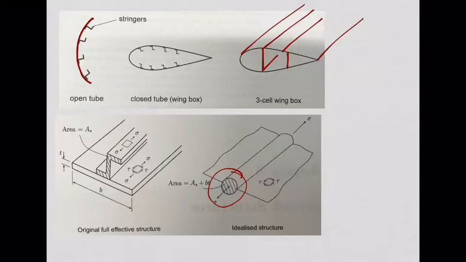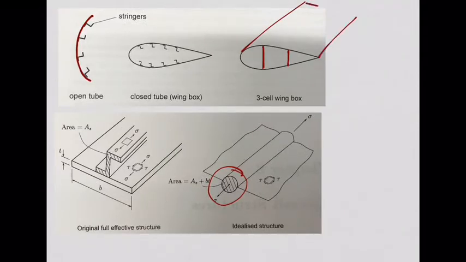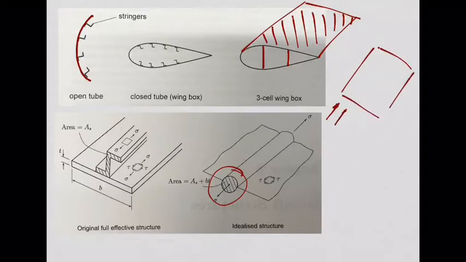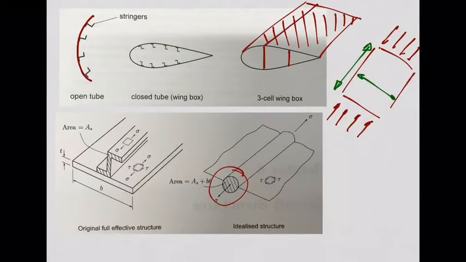Why? Because if you only have the skin, imagine this skin on the top of your wing. You can treat this skin like a plate under the action of compressive forces. So the critical load for buckling depends on the dimensions of this plate, this dimension in this direction, and this dimension in this direction as well.